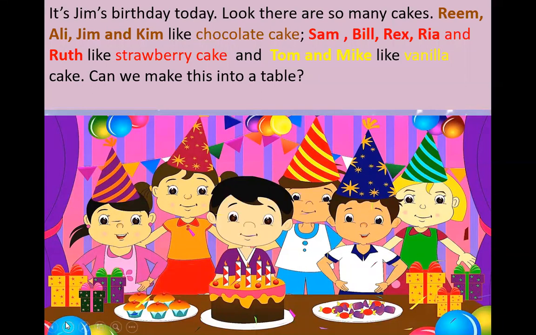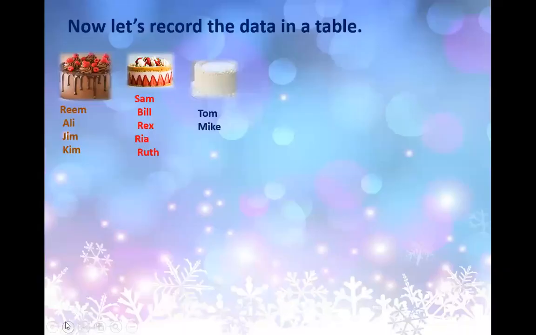Now, it's Jim's birthday today. Look, there are so many cakes. Reem, Ali, Jim, and Kim like chocolate cake. Sam, Bill, Rex, Ria, and Ruth like strawberry cake. And Tom and Mike like vanilla cake. Can we make this into a table?